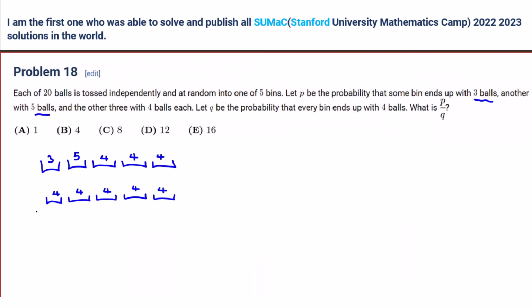I tried to find Q first. I got confused. So I tried one, like Q is this one, right? Yeah, I tried Q first. I was confused on the probability of one bin getting 4 balls, then the balls each.